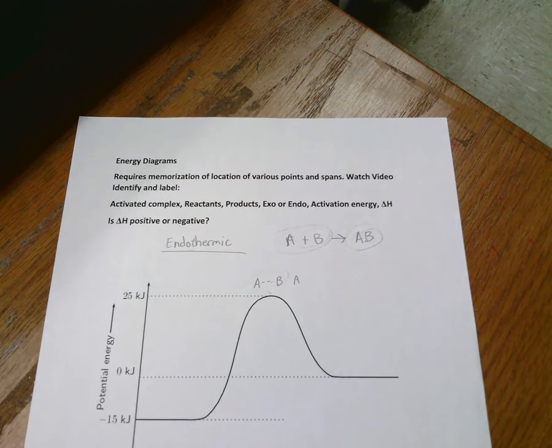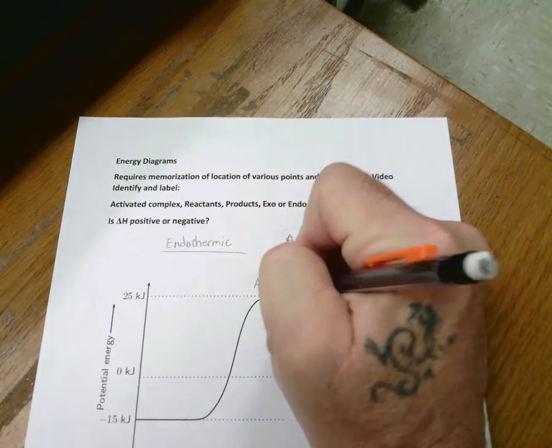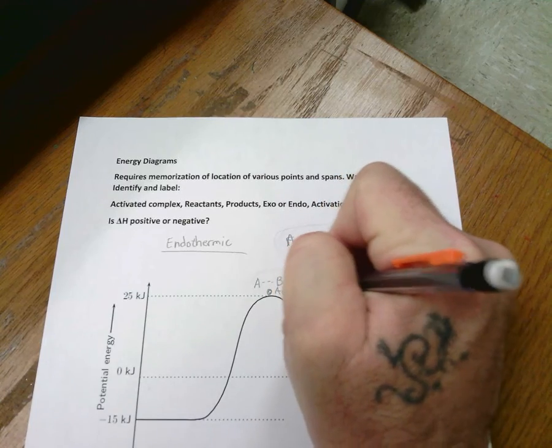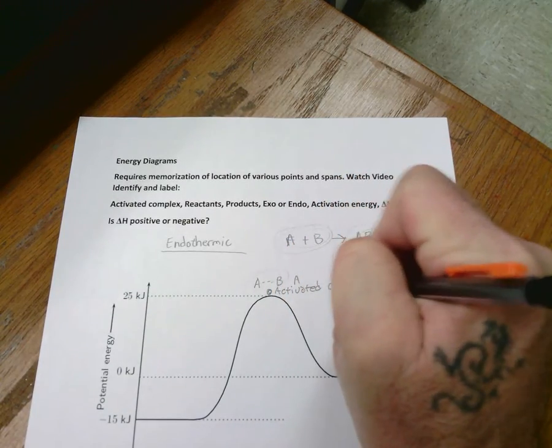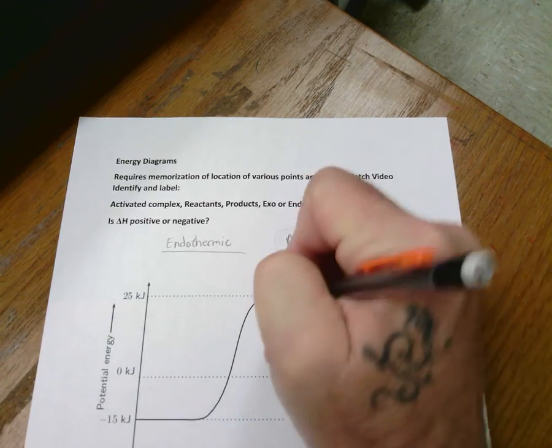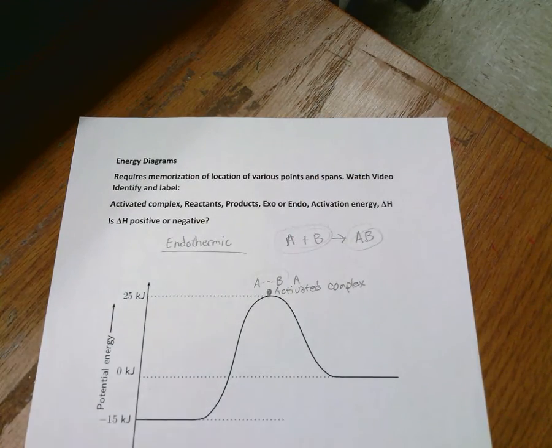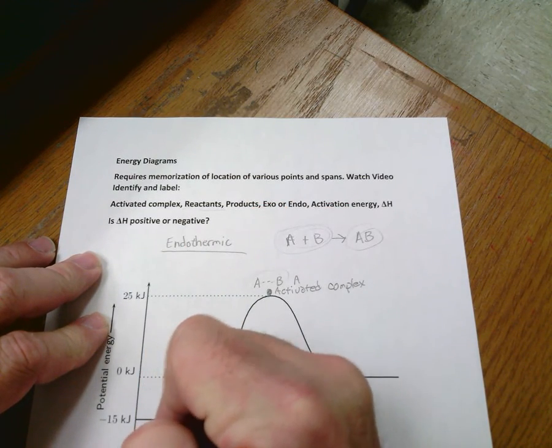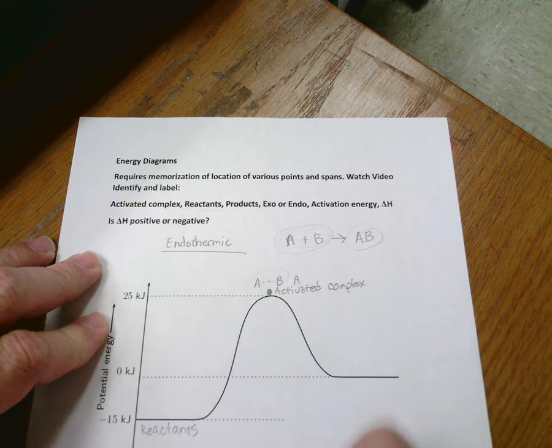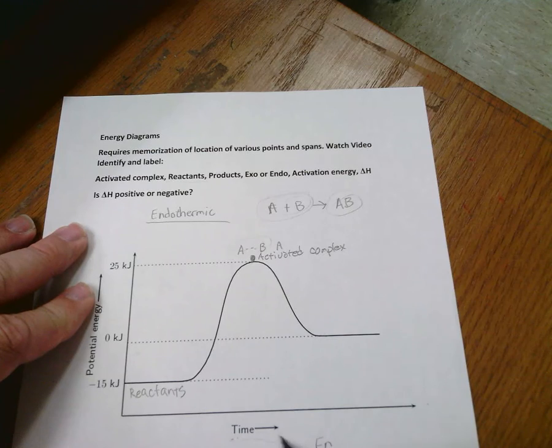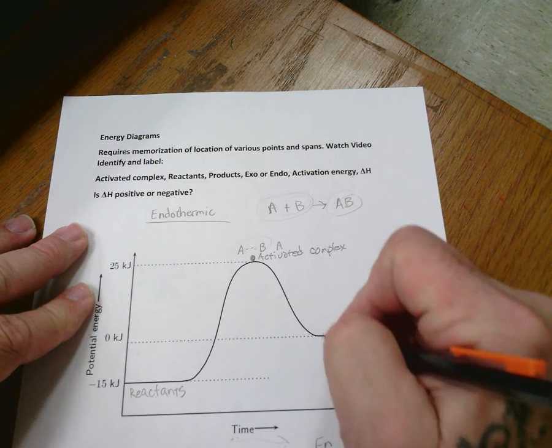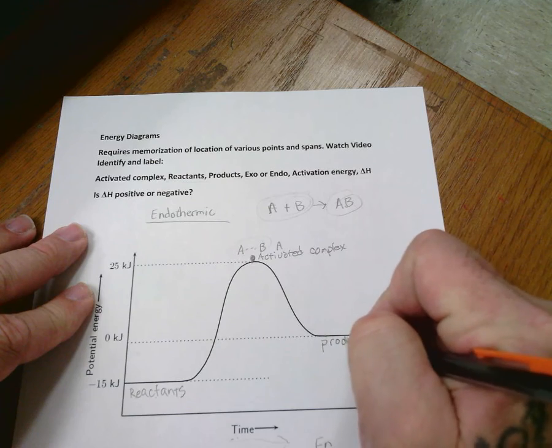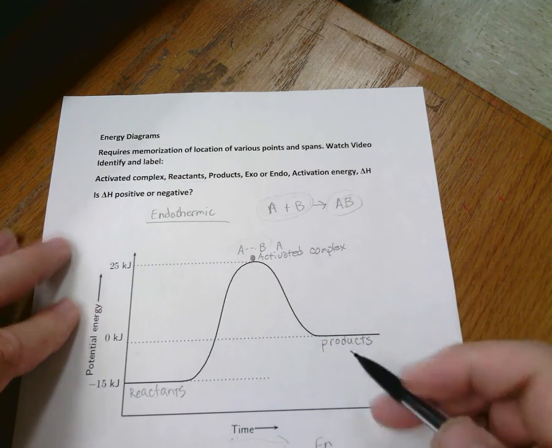Where were we? Yes, activated complex. The activated complex lives right here, and it is just this point. It is this highest point right here. And then what else are we looking for? Reactants. Reactants live right here. Remember, time is going forward. Maybe we'll pull that back a little bit. Time going forward here. So reactants are here. Products are here.